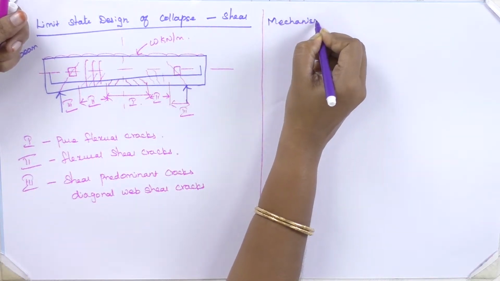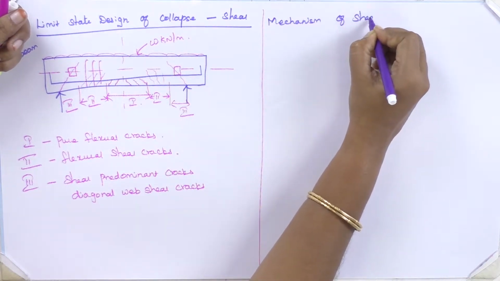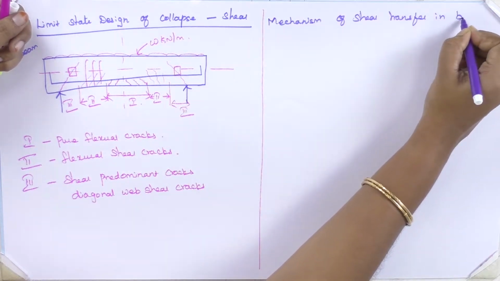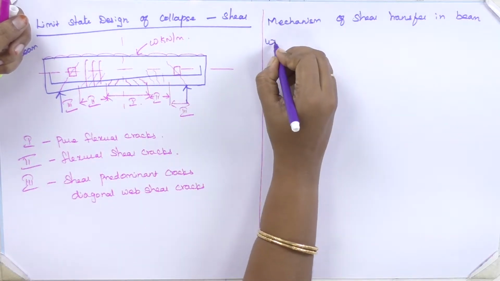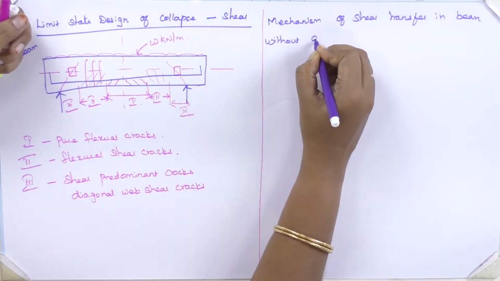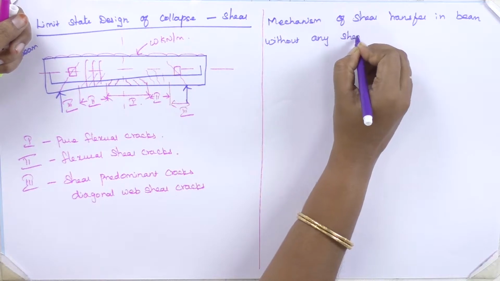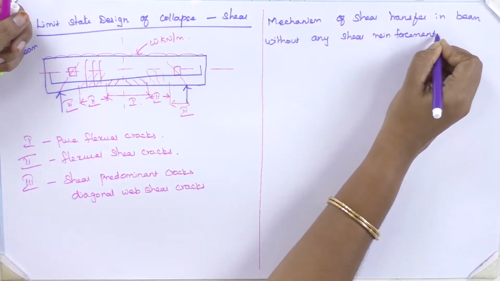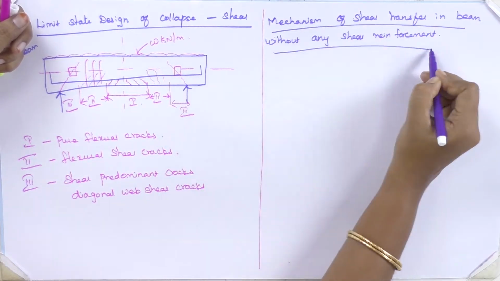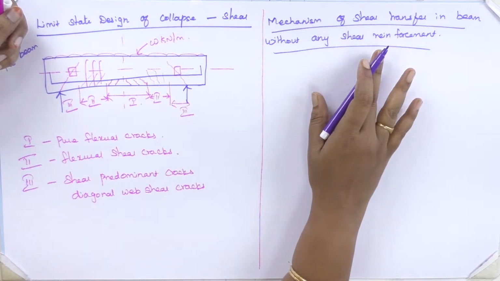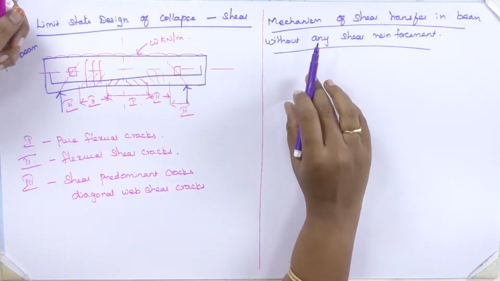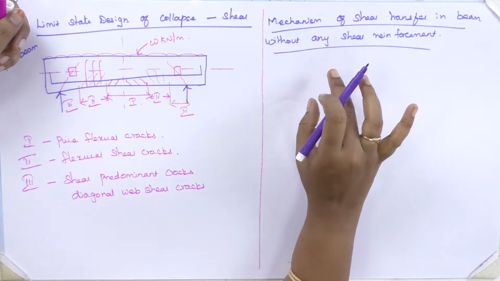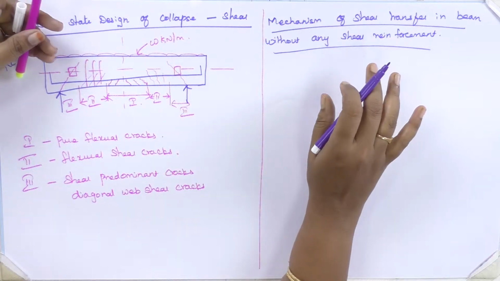Then we will see the mechanism of shear transfer in a beam without any shear reinforcement. We have some mechanism in the beam so that there is no need to check for shear reinforcement. In some way the shear is transferred through the beam to the supports.